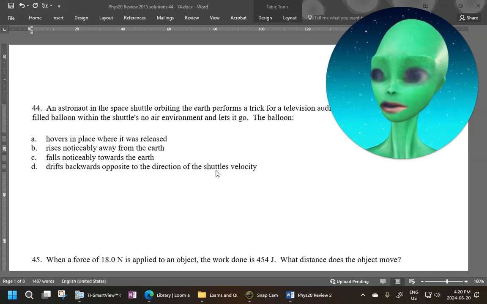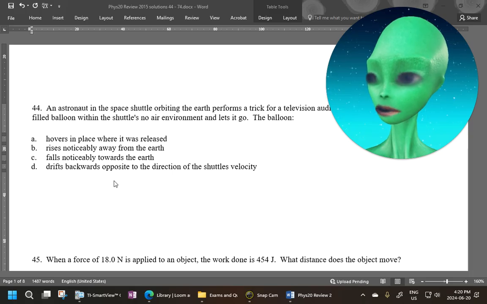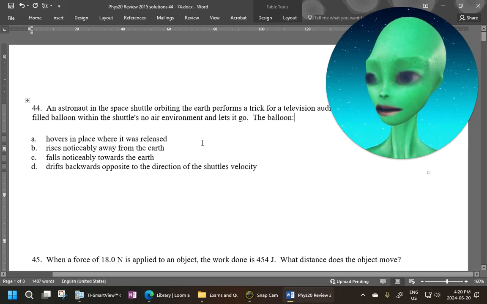Okay, Physics 20. So we continue on with this practice here. Hopefully we can do the rest of it here from 44 to 74. All right, so an astronaut is in a space shuttle orbiting the Earth, performs a trick for a television audience, blah, blah, blah.